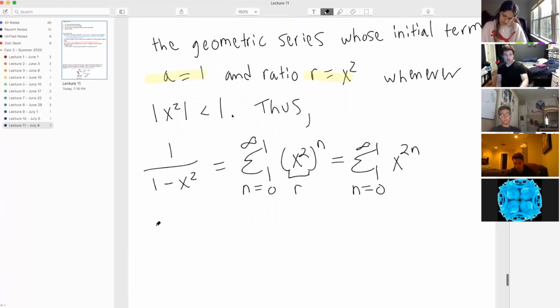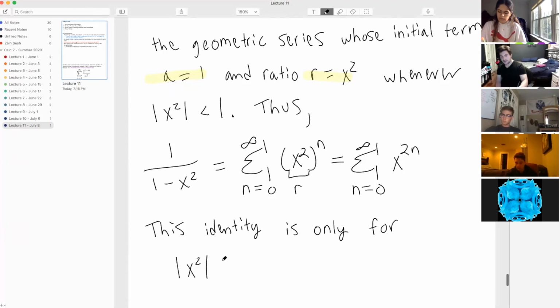This identity is only valid for the absolute value of x squared being less than 1, which is really the same as saying the absolute value of x is less than 1. Okay, so you really need to put this here. You need to tell me for which x values this identity is valid. We need that ratio to be less than 1.